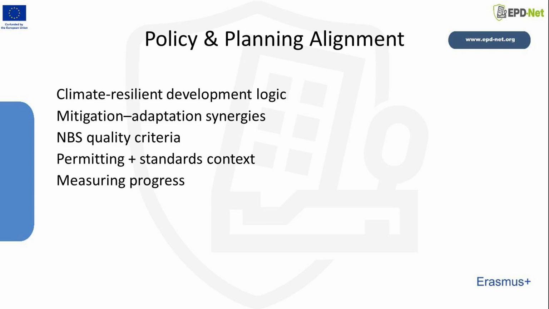Planning is not only technical, it is institutional. This slide connects our work to policy and framework alignment. At the EU level, documents like the European Green Deal and the EU Adaptation Strategy emphasize resilience, ecosystem restoration, and risk-informed investment. For a project like EPD-Net, alignment matters because it makes learning outcomes transferable and because it helps justify intervention choices to funders and stakeholders.